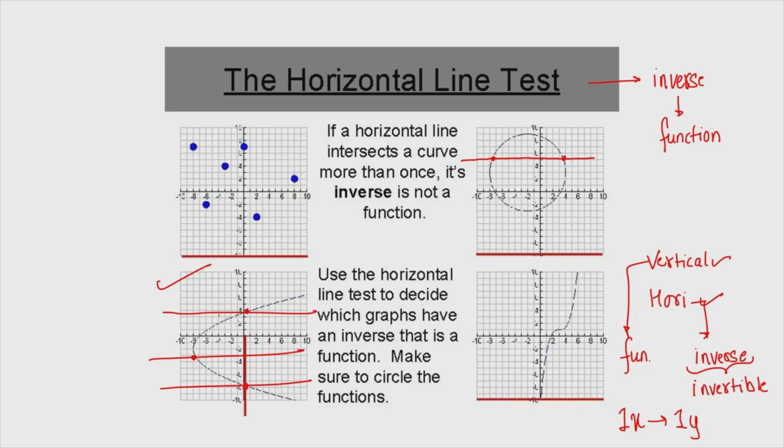Therefore, I'm concluding the theory which we have learned right now. If the vertical line test passes, then we identify it as a function.